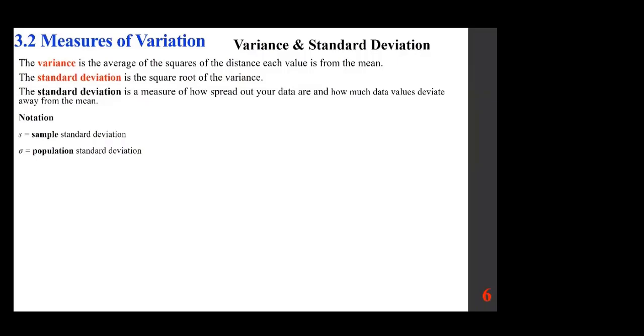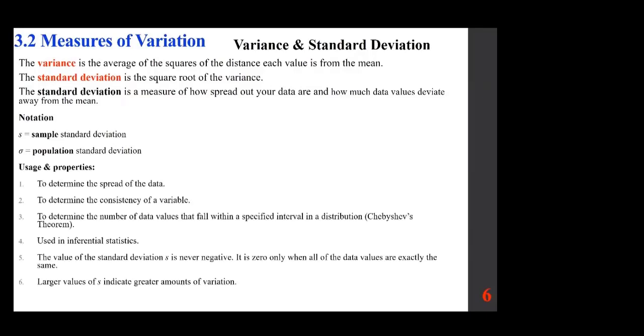And what we are interested in is normally standard deviation, not the variance, but we need the variance to get to the standard deviation. So with that being the case, as far as the notation, S represents the standard deviation for a sample. Sigma represents the notation for population standard deviation. Usage and property.